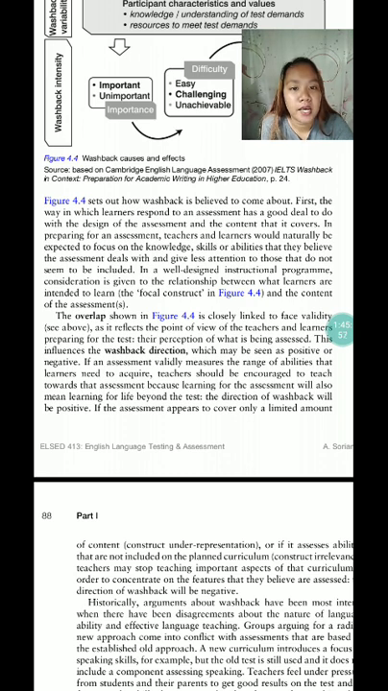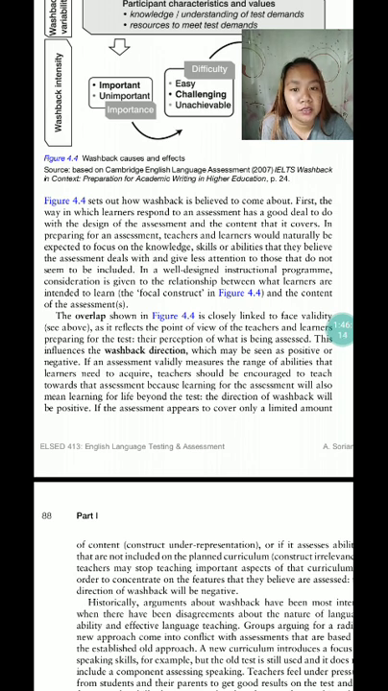In a well-designed instructional program, consideration is given to the relationship between what learners are intended to learn and the content of the assessment.